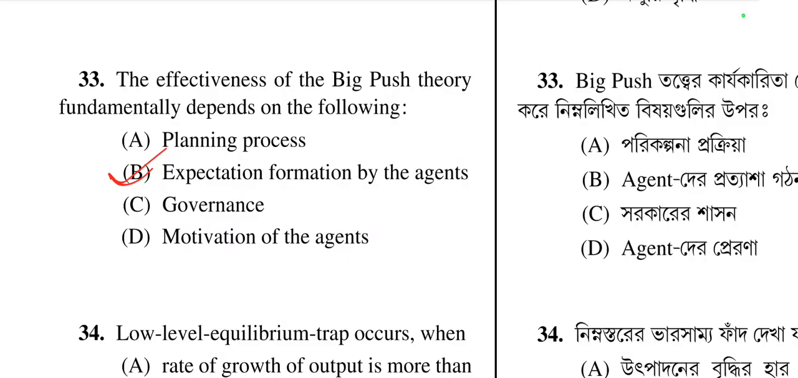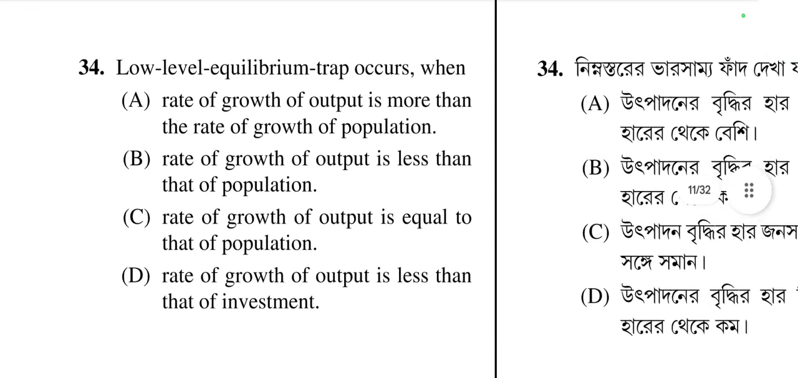This is the most correct answer, because the big push theory fundamentally relies on the agents expecting that others will also invest, creating a synergetic effect that drives growth. Without this positive expectation, agents might hesitate to invest, fearing insufficient demand for the products. Option B is the right choice. Then come to question number 34.